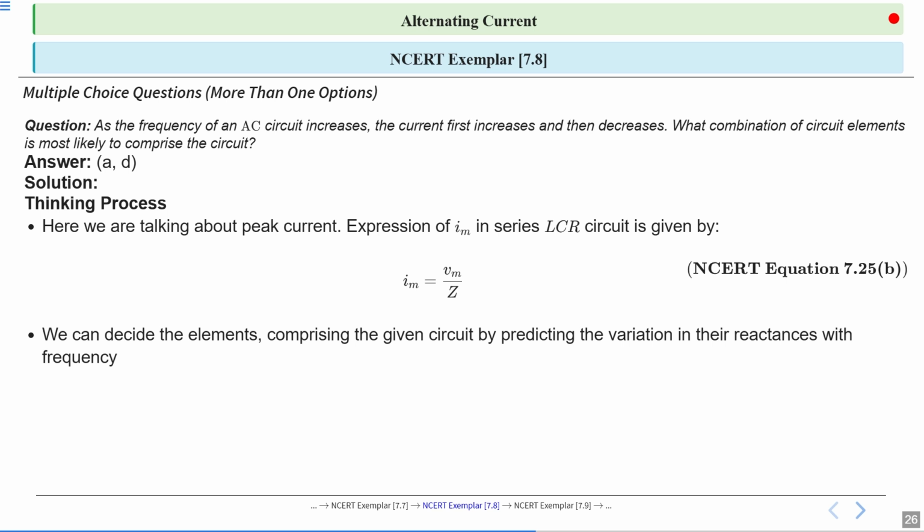Here we are talking about peak current. We can decide the elements comprising the given circuit by predicting the variation in their reactances with frequency. The presence of both inductor and capacitor in the circuit is necessary, because the resonance condition is when XC becomes equal to XL, when inductive reactance becomes equal to capacitive reactance. If one of these components is missing in the circuit, then the resonance condition cannot be achieved.